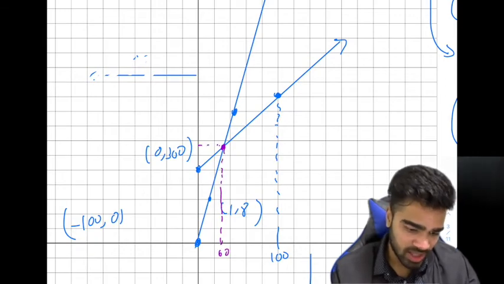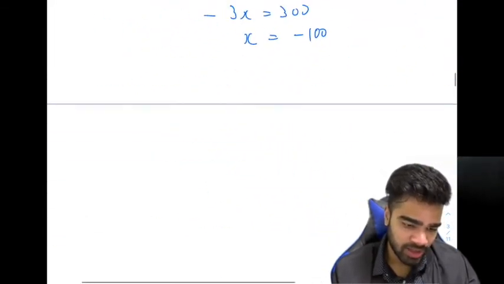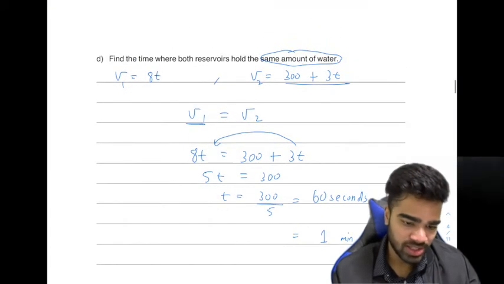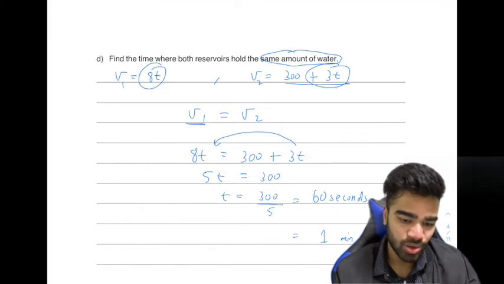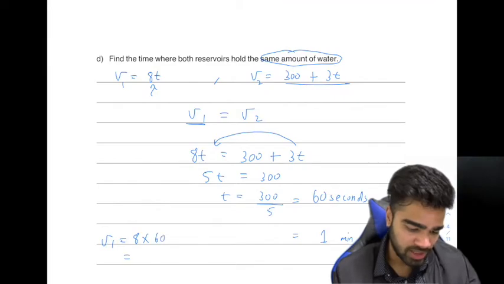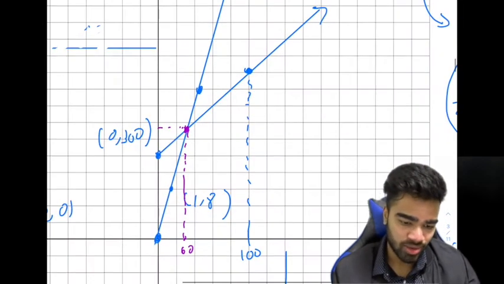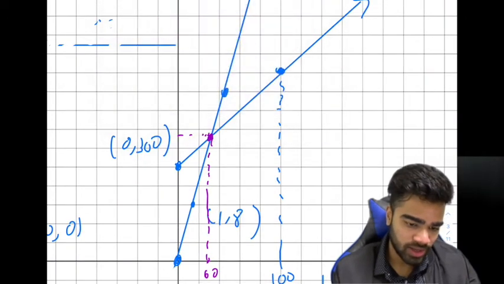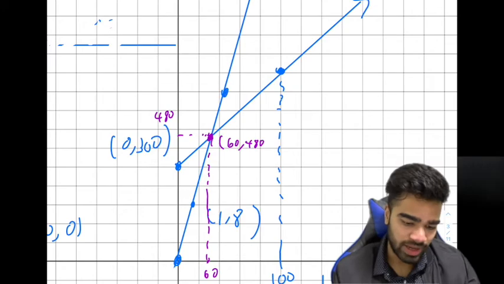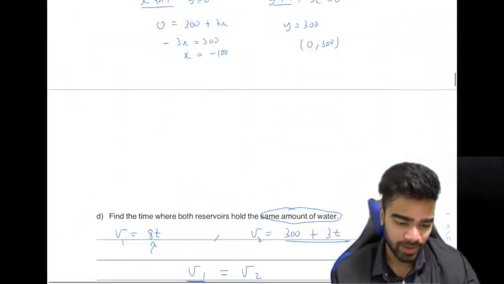So this is 60, and the volume would be, well, let's actually find the volume. How do you find the volume? For when time is equal to 60, you can sub it into either this equation or this equation. I'm just going to sub it into here. So volume 1 is equal to 8 multiplied by 60, which is 480 liters. Okay, so then the corresponding volume over here would be 480 liters. So this coordinate is 60 and 480. That's where they intersect. All right, so that's part D done.